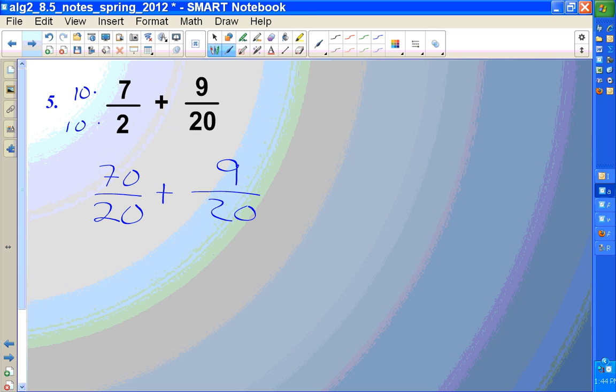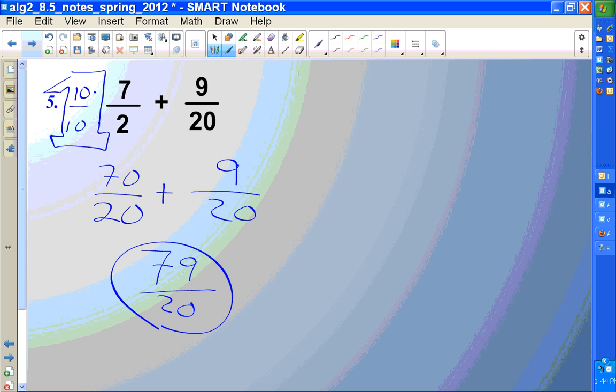What did we really do? We multiplied by 1. When we add, what do we get? 79 over 20. Leave the answer 79 over 20 unless you can reduce it. Changing it to a mixed number is not reducing. 79 over 20 is fantastic.